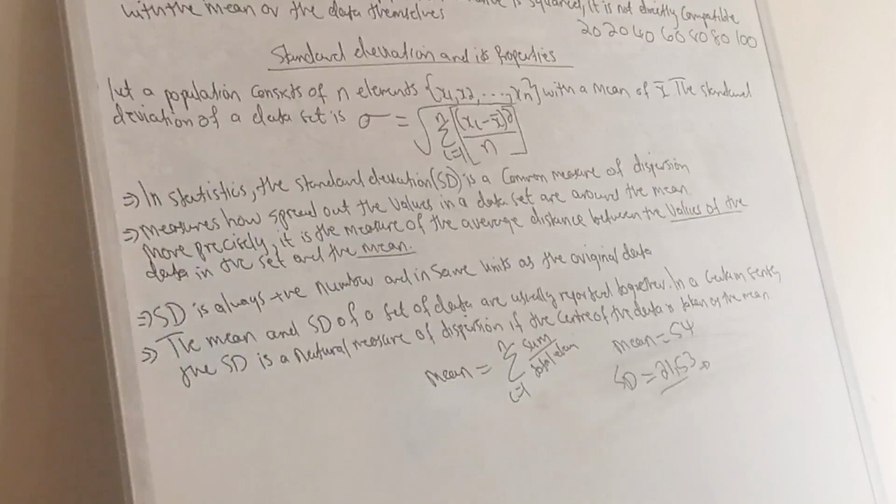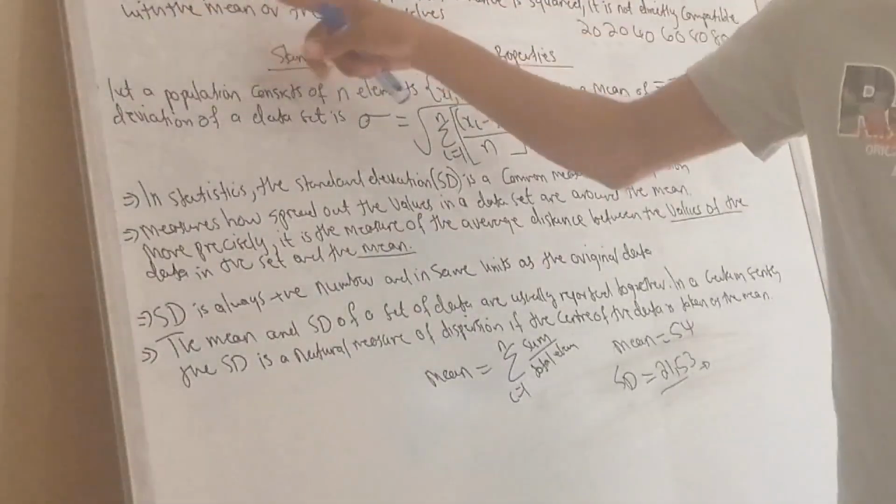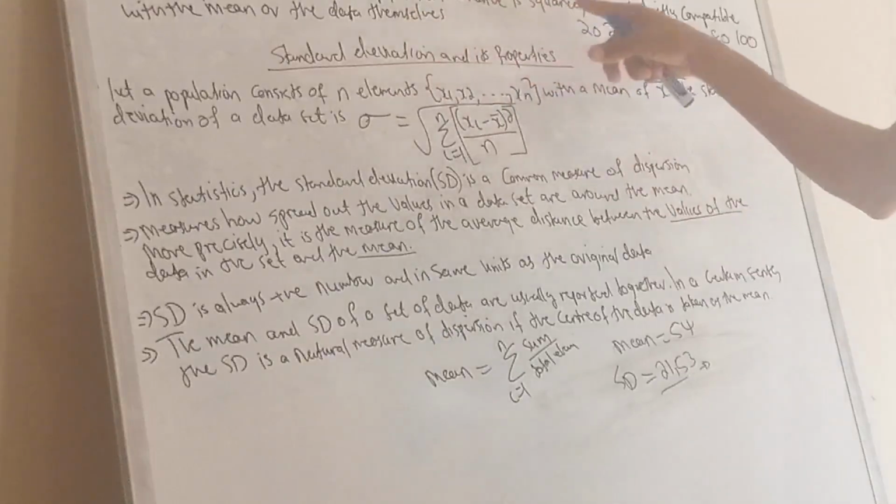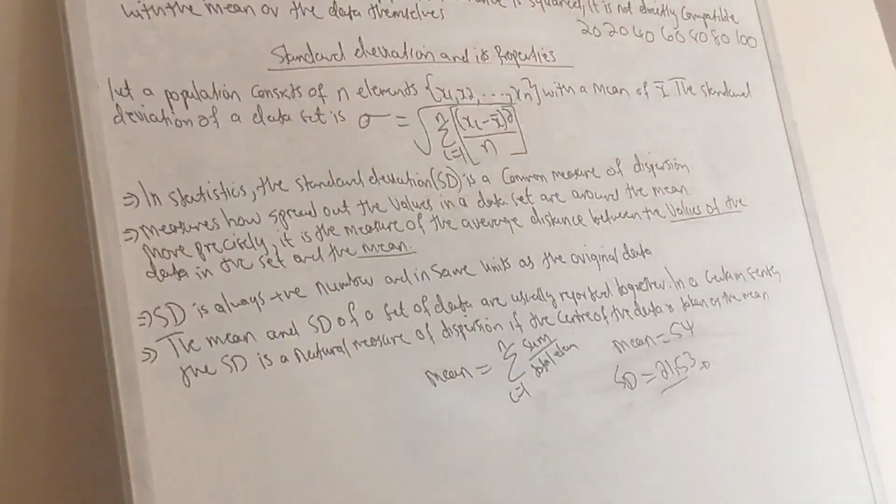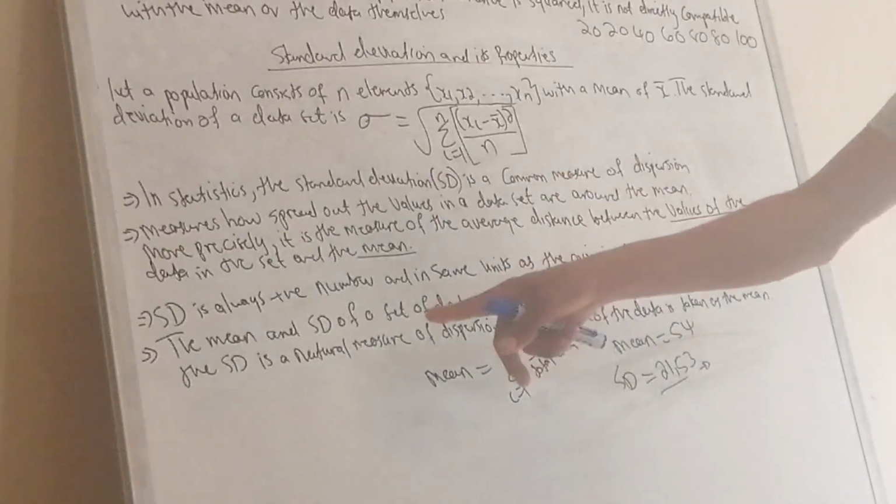SD is always a positive number and in the same units as the original data. Maybe the data is the height of children in centimeters, or in meters. Then the standard deviation you will always calculate in that unit. But variance has a squared unit. Since the population variance is squared, it is not directly compatible with the mean or the data themselves.